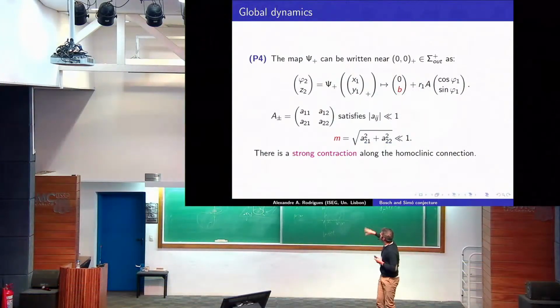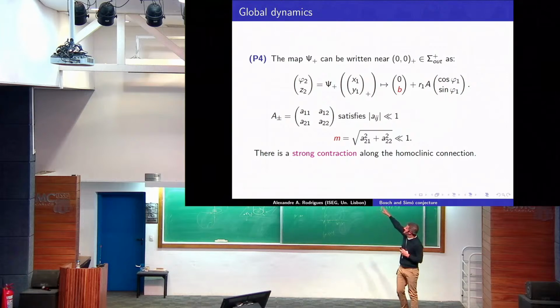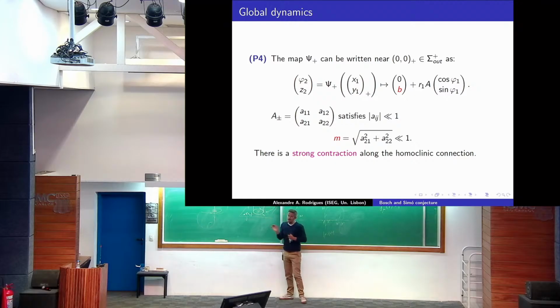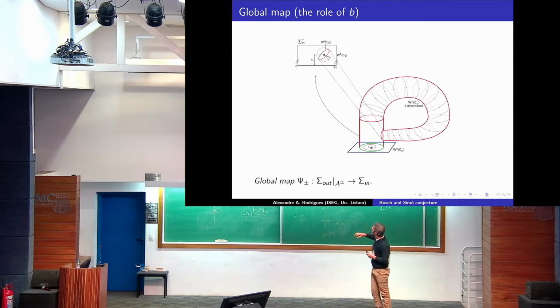And I'm going to assume an extra hypothesis, that along this heteroclinic connection I'm going to have some contraction. So when I come back to the wall, I'm going to have a contraction, a very strong contraction.